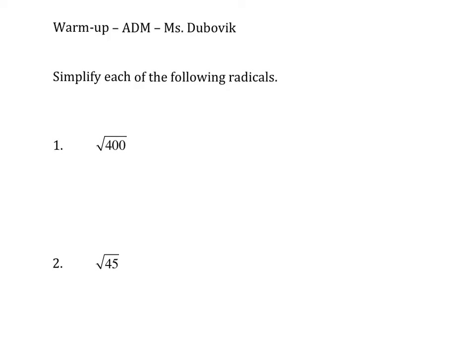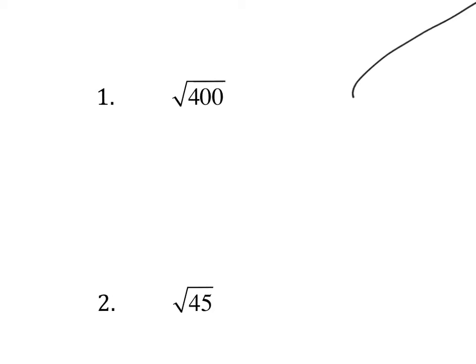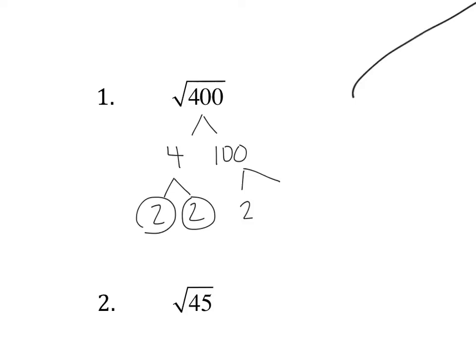Alright, so we're going to simplify each of the following radicals. And all we're going to do is take our radicals and do a prime factor tree. So we're just going to say, well, what times what is 400? So we might start with 4 and 100. And you keep breaking it down until you get your prime numbers, and you circle those as you go.